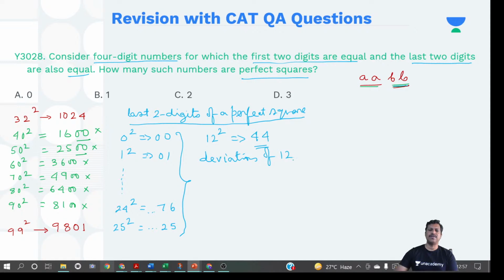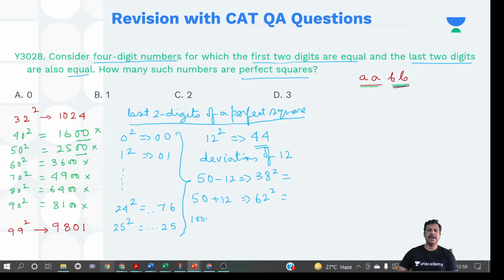Deviation of 12. Now, deviation of 12 from where? It will be deviation of 12 from 50. 50 minus 12 is 38. 38 square, the last two digits will be 44. 50 plus 12 is 62. 62 square, the last two digits will be 44. And this has to be in this range from 32 to 99.